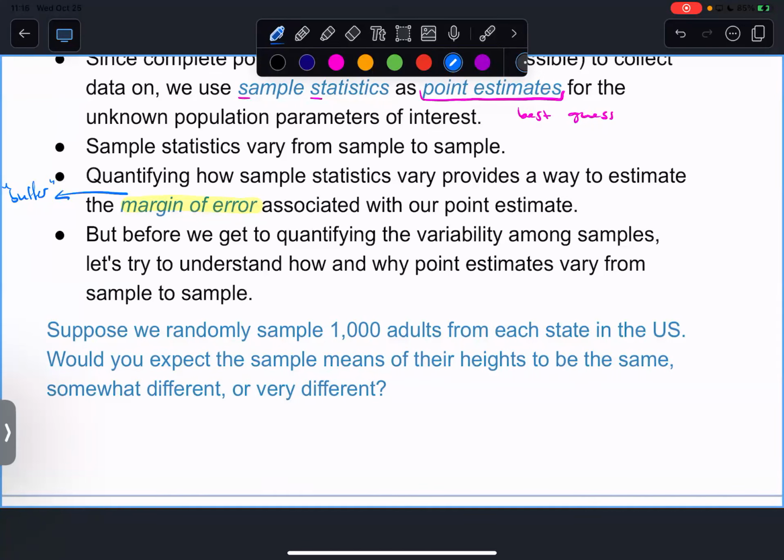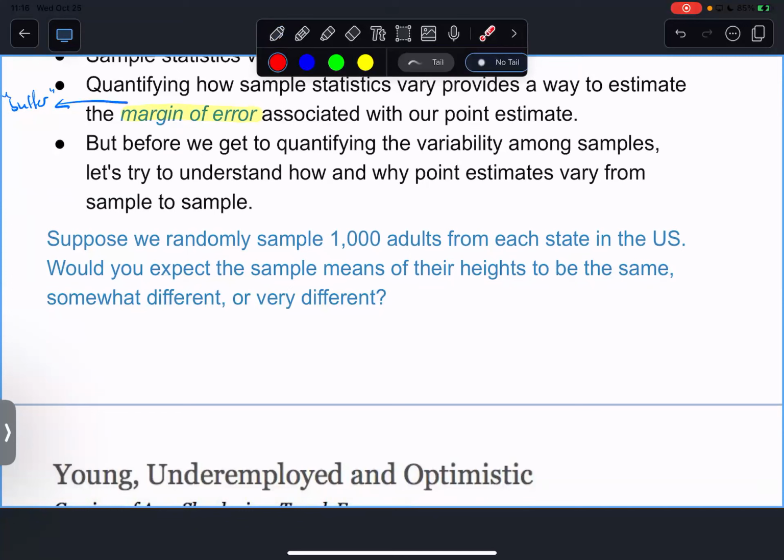So if I randomly sample 1,000 adults from each state in the US, would you expect the sample means of their heights to be the same, somewhat different, or very different? The means from each state. So now I have a new sample of means. If you think about it in a spreadsheet, you've calculated the mean for each state, and now you're recording the mean from each state.